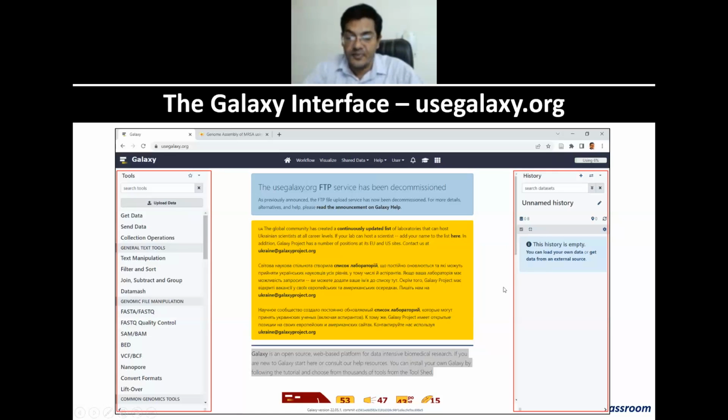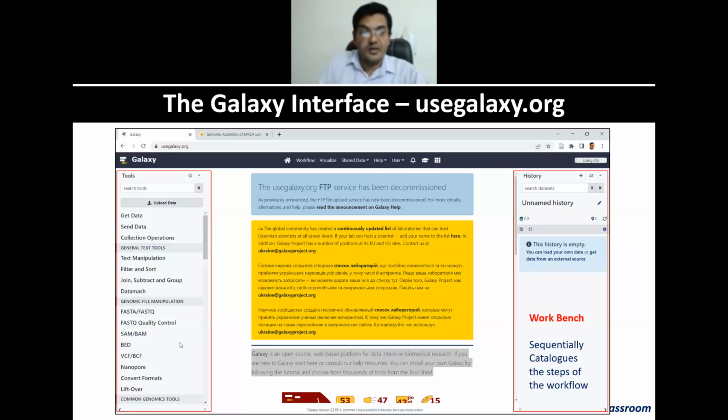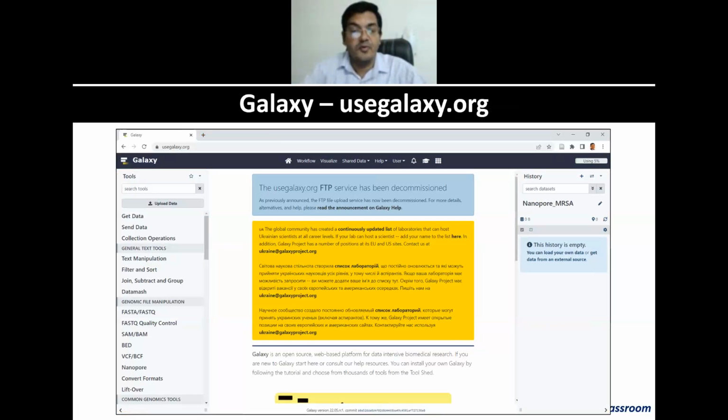And I'll show you how that comes up as we move along. So here you are. This is your workbench. In the workbench, you can sequentially catalog the steps of the workflow. And this is your tool shed here on the left-hand side. This is where you have the list of tools that you can look for and use as you move along. Right? So here you are, and you move on further.